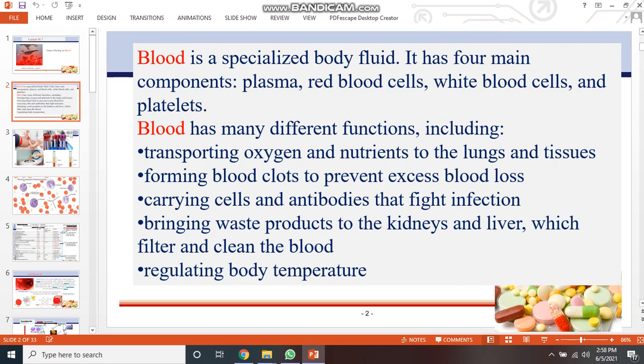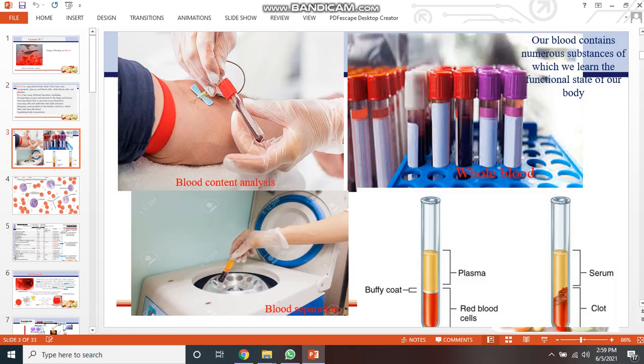Blood has different functions, including transporting oxygen and nutrients to the lungs and tissues, forming blood clots to prevent excess blood loss, carrying cells and antibodies that fight infection, bringing waste products to the kidneys and liver, which filter and clean the body, and regulating body temperature.